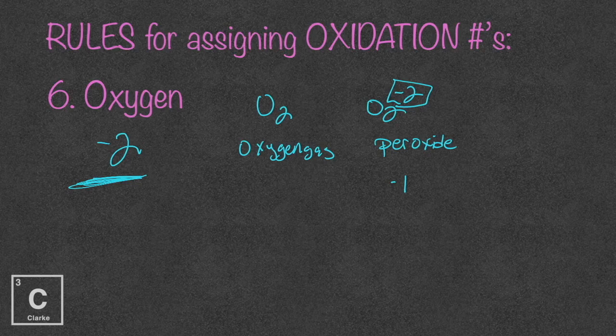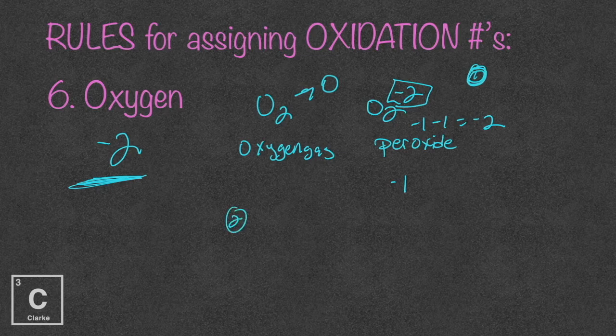Oxygen gas, this is going to be in its elemental form. That's going to be a 0. Peroxide, each of these oxygens are going to be a -1. If we have a -1 and a -1, that gets us our -2. That's an exception for oxygen.